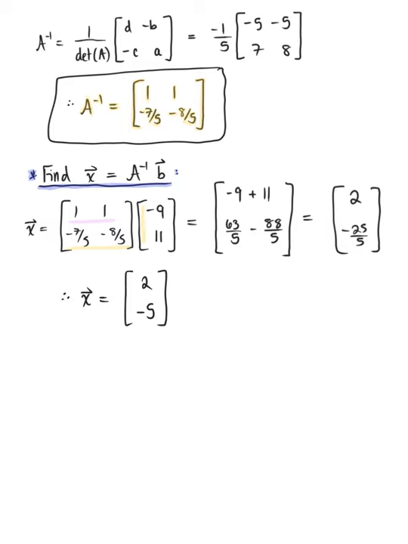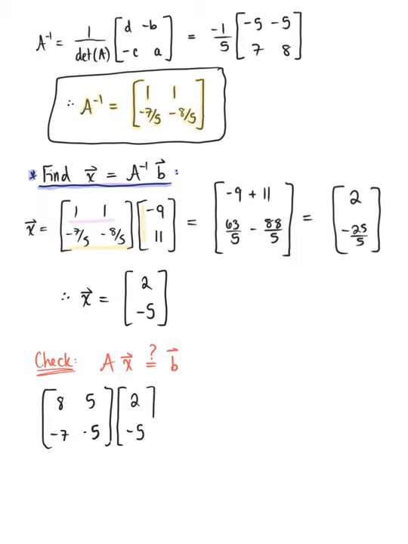Now, before we box this up and assume that this is the correct answer, we want to make sure that we double check so that we get 100 on our quiz or exam. So we just want to make sure that if we take this vector x we just found above and multiply it by the given matrix A, is this going to in fact equal vector B? I don't know. Let's find out. So the given matrix A again was 8, negative 7, 5, negative 5. And we are now multiplying this by what we just found, 2, negative 5.